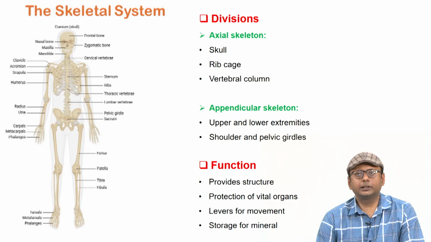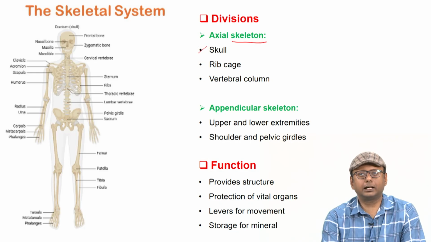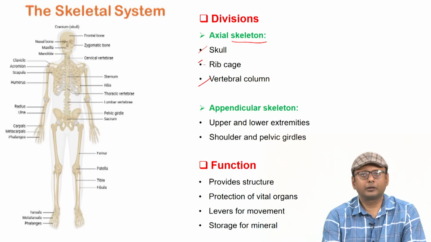Now let's start with the skeletal system. We all know the whole skeletal system in our body is basically divided into two sections. One is the axial section. If you see the components of it, the first one is the skull, then you have the rib cage, and then we have the vertebral column or spinal area.